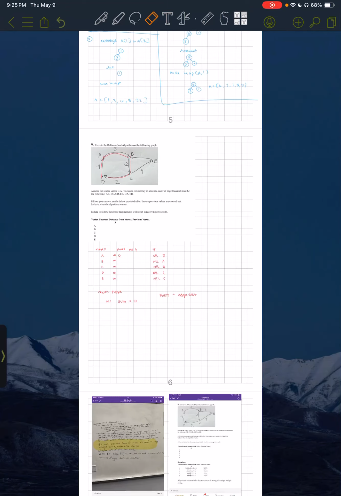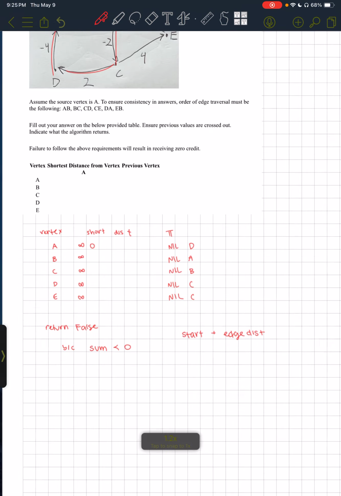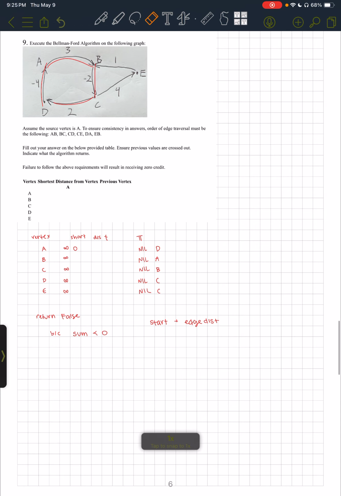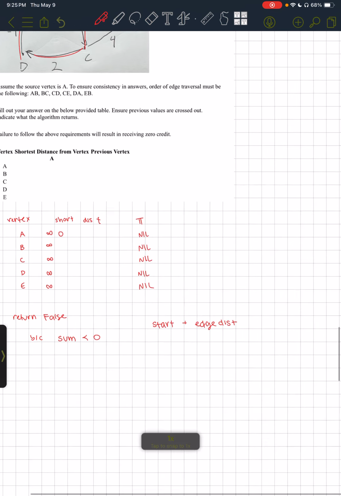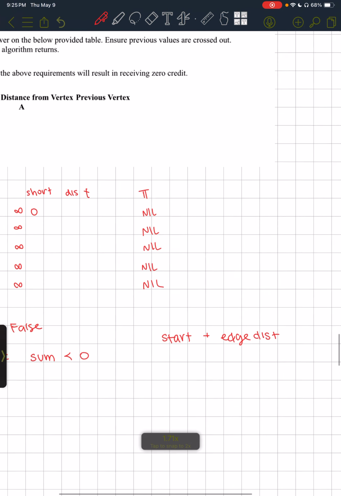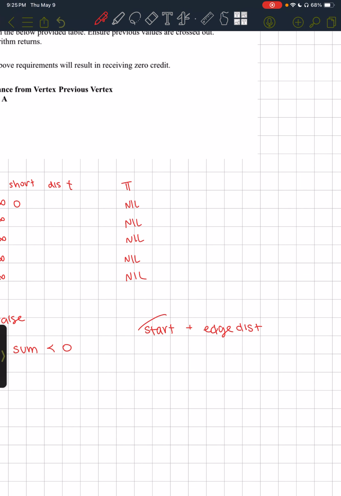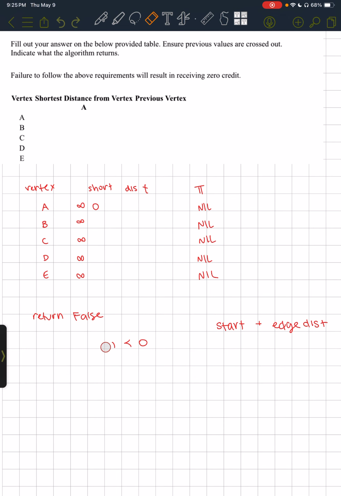So let's start with the Bellman-Ford algorithm. Okay, so this is your setup. The formula of how you're supposed to approach it is the start plus the edge distance. And I'll explain that further. And what you're returning is false or true, right?